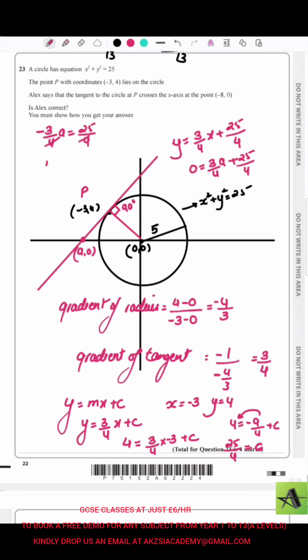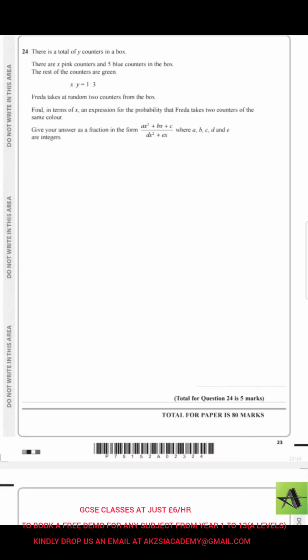Cancelling out, a is equal to negative 25 over 3. That means this point is actually negative 25 over 3 comma 0, and that's not negative 8 comma 0. So Alex is incorrect.